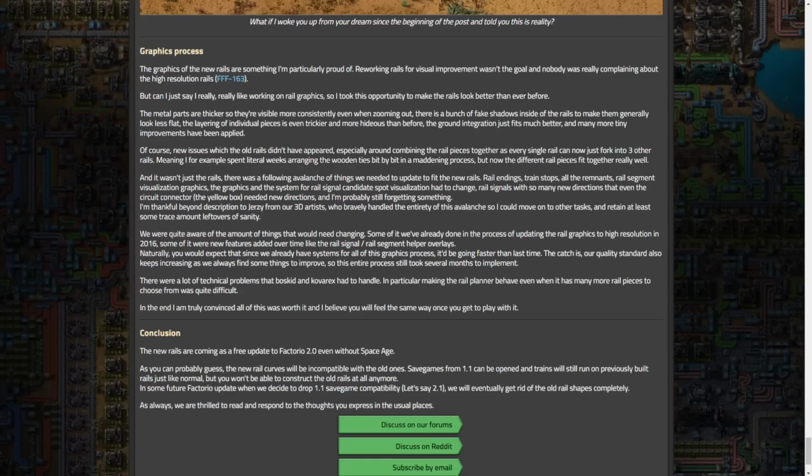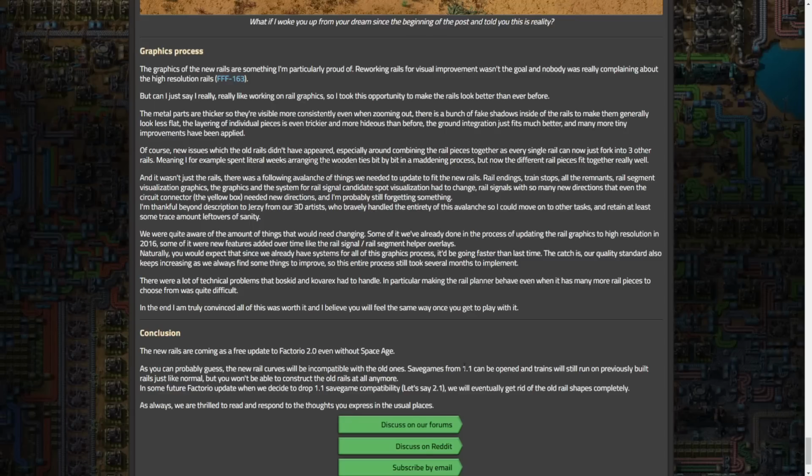So one last note here, which is fairly important, is the new rail curves will be incompatible with the old ones. Save games from 1.1 can still be opened and trains will still run on previously built rails just like normal, but you won't be able to construct the old rails at all anymore. So in some future Factorio update, when they decide to drop 1.1 save game compatibility, we will eventually get rid of the old rail shapes completely. So this is just something to note.